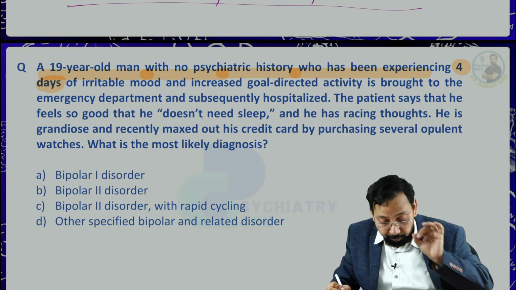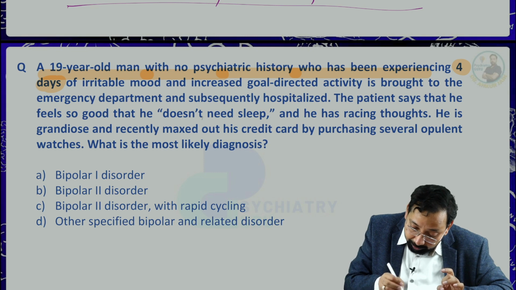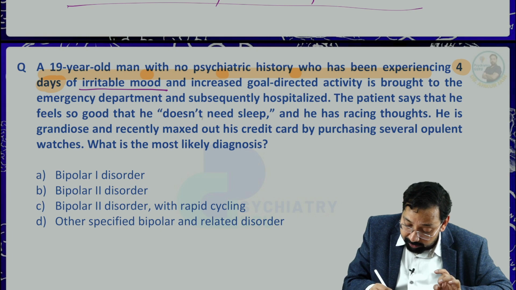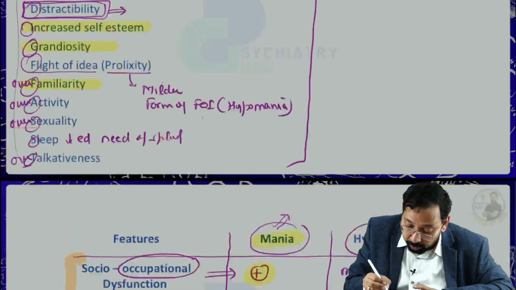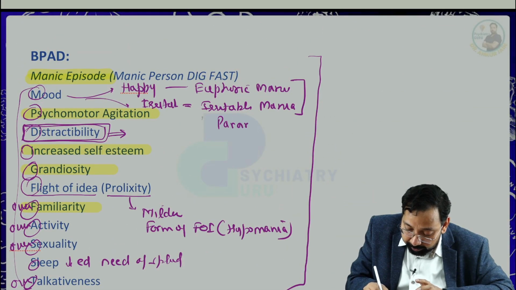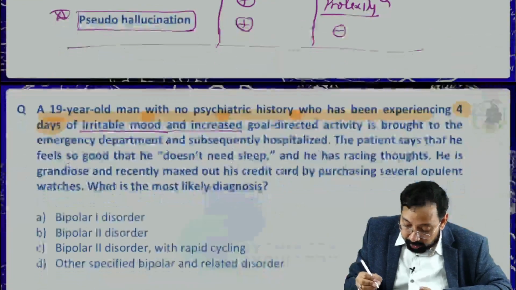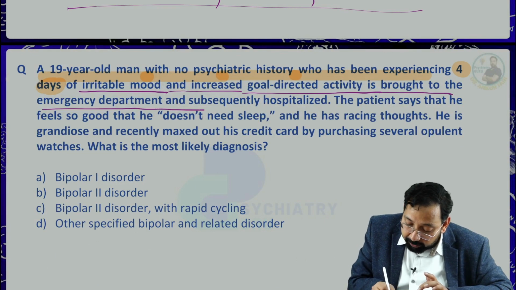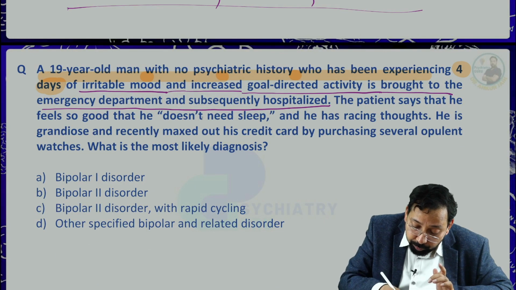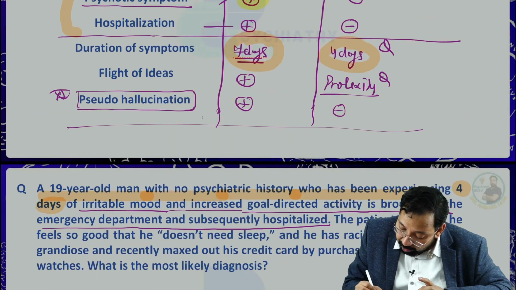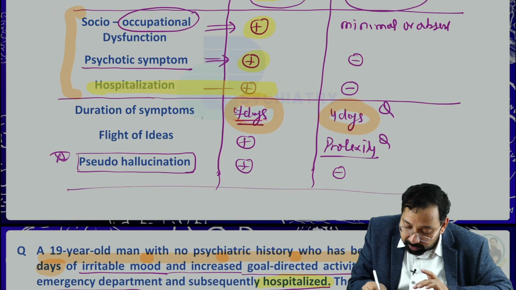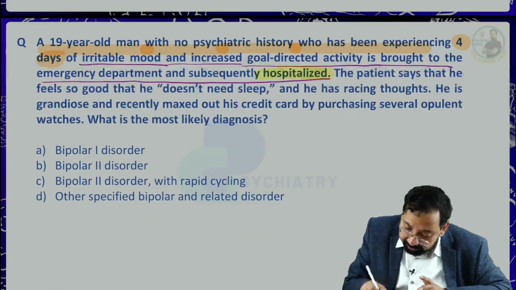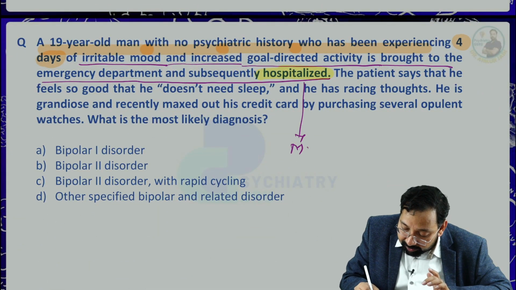When you see it, you will think of hypomania. But for the time being, 4 days of irritable mood means irritable mania. Irritable mania is also called paranoid mania. Now, increased goal-directed activities, brought to the hospital emergency department, subsequently hospitalized. I told you, if in any question you find the word hospitalized, without second thought, the answer would become mania. So the answer is mania. And I told you, whenever mania is there, without second thought, the answer would be BPAD 1.